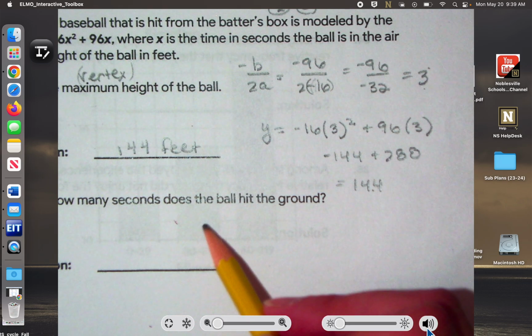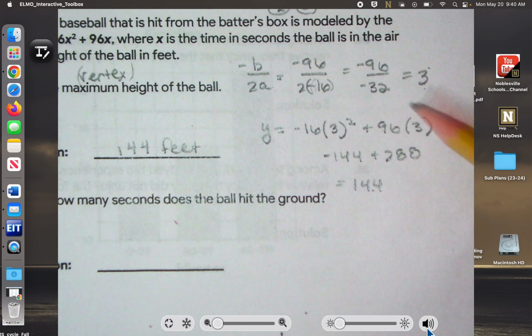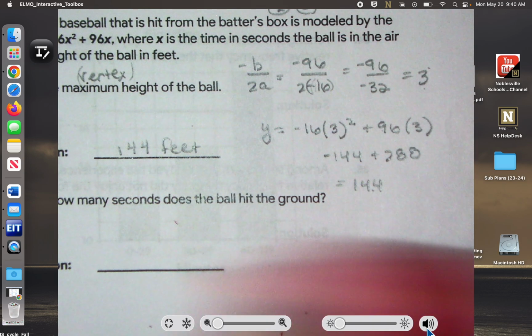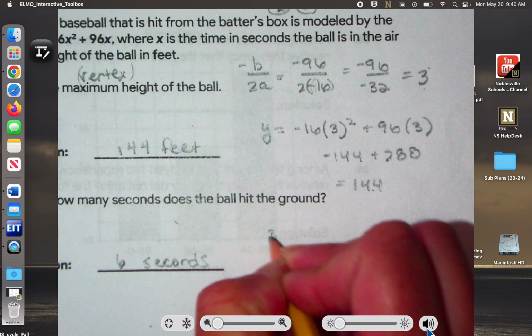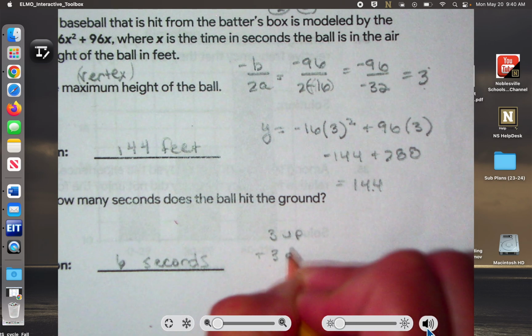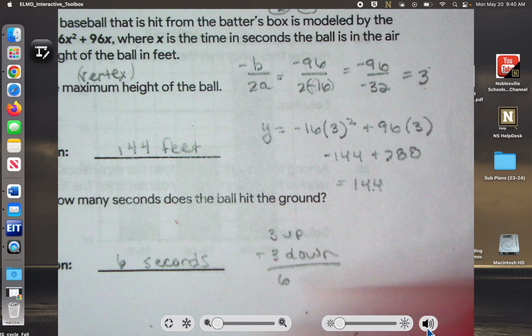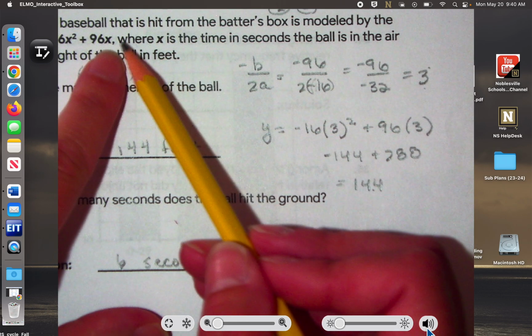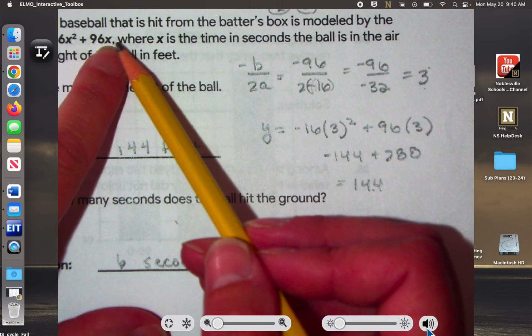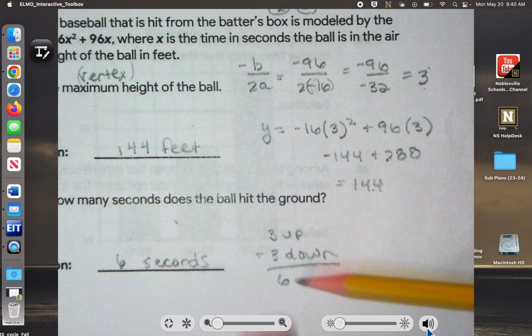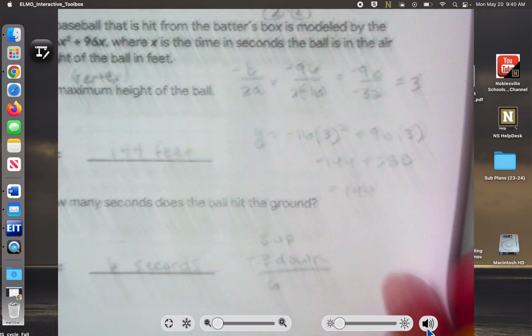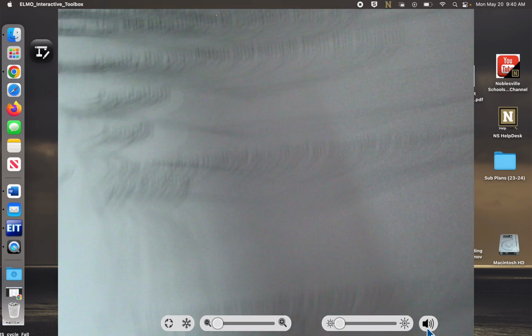How many seconds after does the ball hit the ground? Well, if it takes 3 seconds to go up, it's going to take 3 seconds to go back down. 3 up plus 3 down. All right, so that's going to be 6 seconds. We know this because our y-intercept is 0, so we don't have to factor that in. So that just means 3 up and 3 down. All right, we're getting closer.